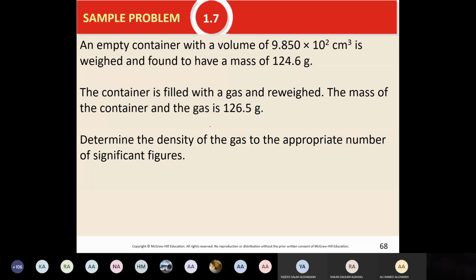Okay, very quickly, let's solve this problem. We have a box container with this volume, and it has this mass. Quickly tell me what's the density. So we have a box, that's the volume of the box. So what do you have here? This is the volume.